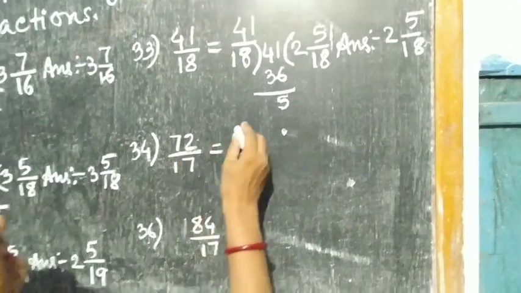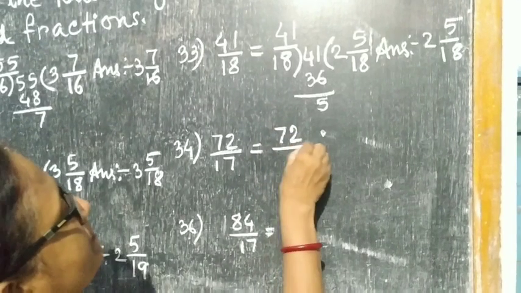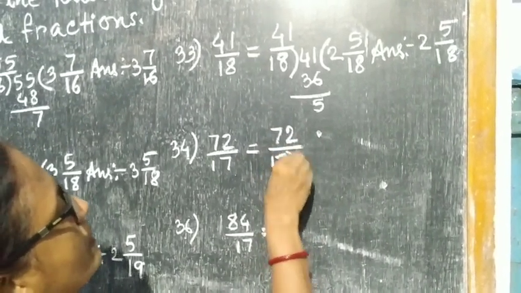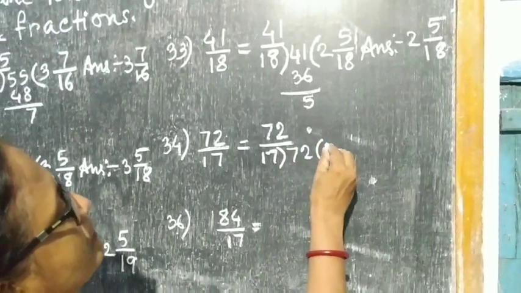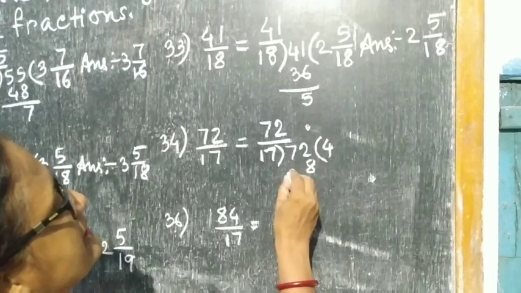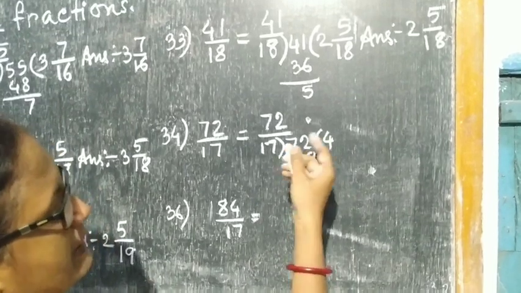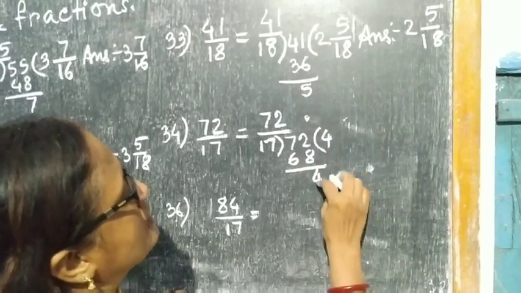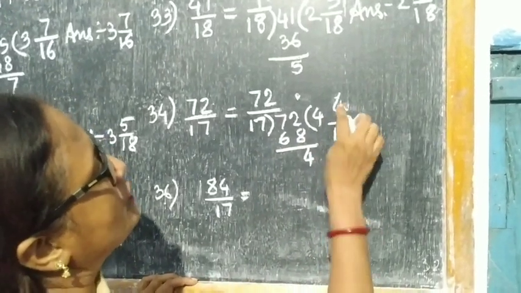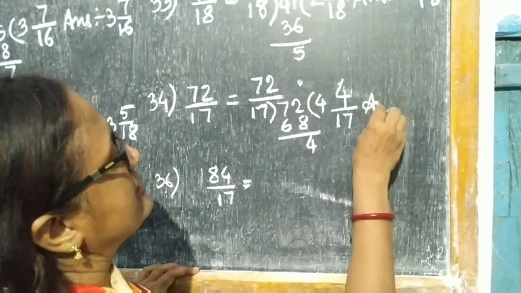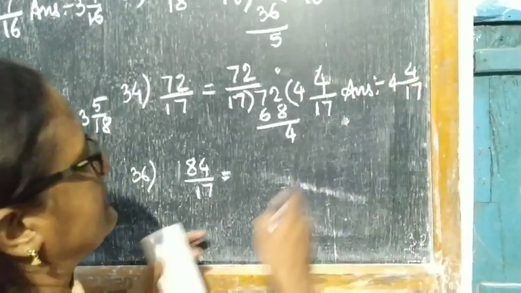Now sum number 34, 72 by 17. So you divide 72 by 17. So 17 4s are 68. So 72 minus 68, 4. So 4, this 4 will come in the numerator and 17 will come in the denominator. So 4 4 by 17 is also a mixed fraction. Answer 4 4 by 17.